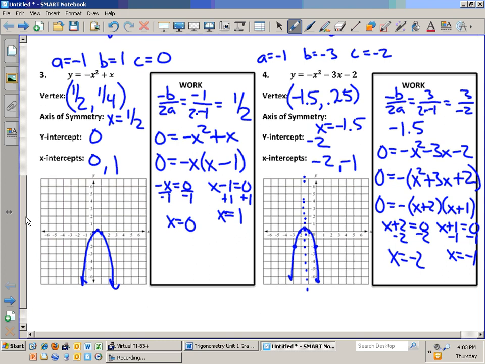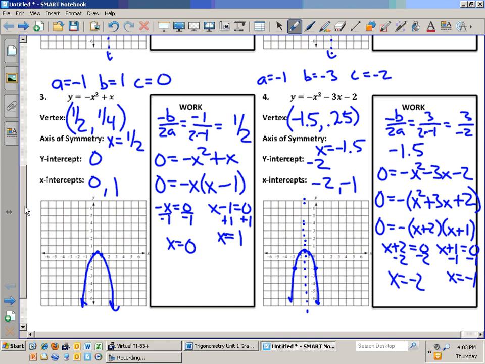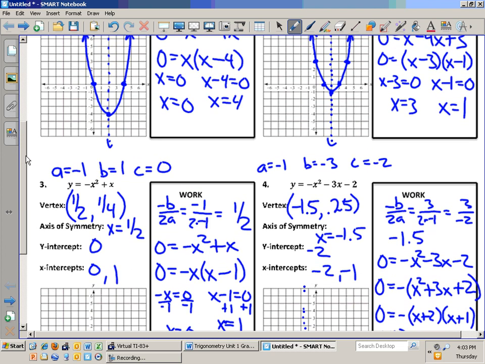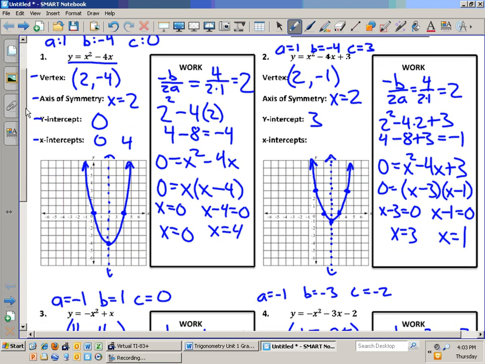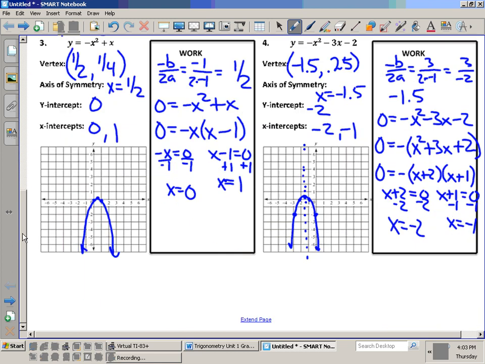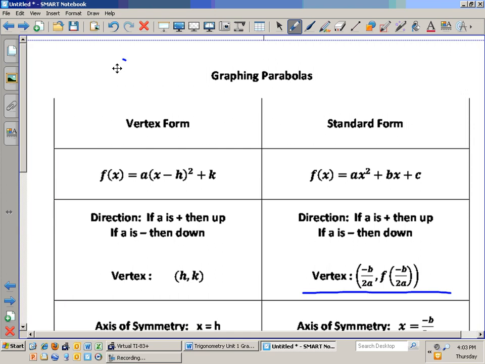So you can see I've provided room for you to work. I've given you vertex, axis of symmetry, y-intercept, x-intercepts. Here are 4 problems that you can follow along. All the others should follow accordingly. You have 12 more problems to complete. And as I said, you also get to use this graphing parabolas worksheet.